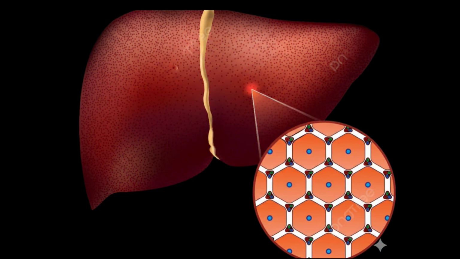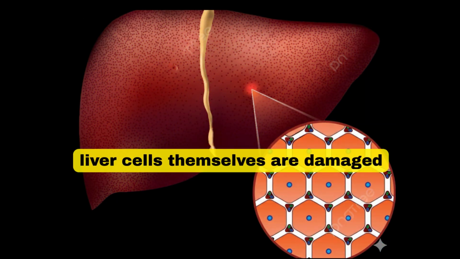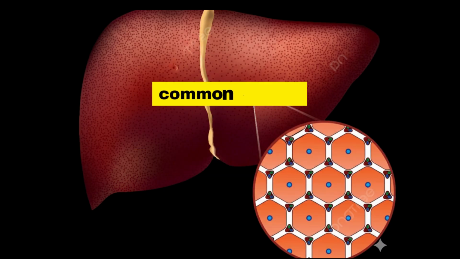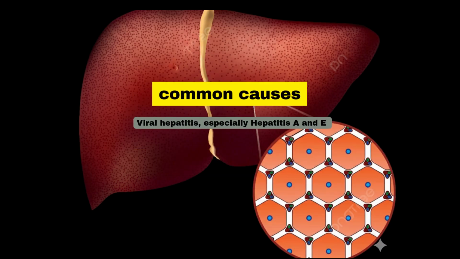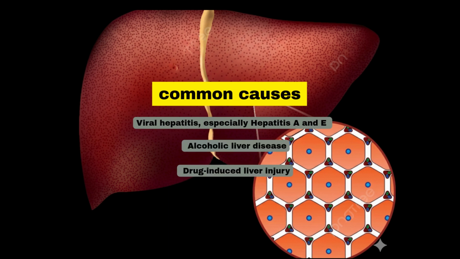Now, let's talk about hepatocellular jaundice. In hepatocellular jaundice, the liver cells themselves are damaged. The common causes of this jaundice are viral hepatitis, especially hepatitis A and E, alcoholic liver disease, drug-induced liver injury, or cirrhosis. So what happens here?